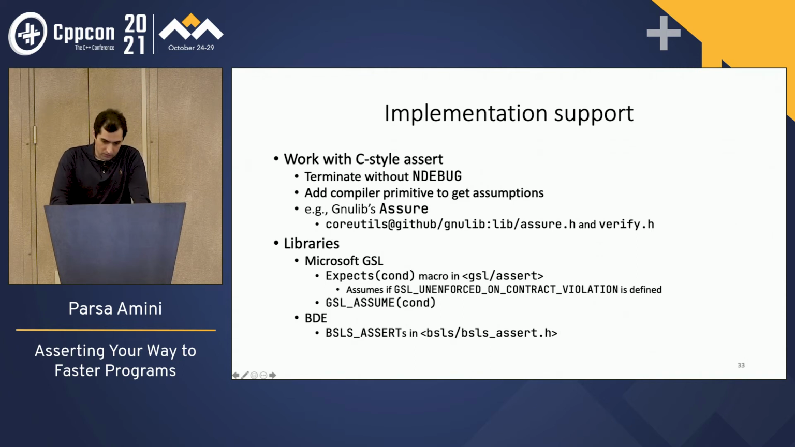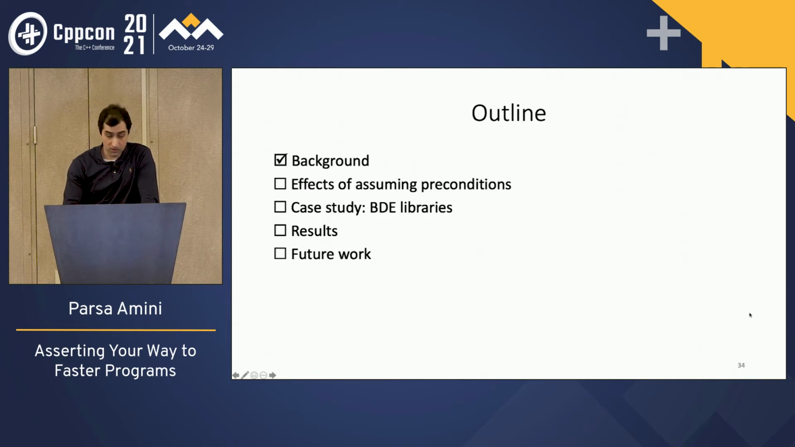What about the implementation? What's the state of implementation of contracts and assumptions? You can implement contract checks with asserts and control it already. You can control what happens to your assertions by defining or undefining the NDEBUG macro; define NDEBUG if you want to ignore your asserts. And if you want assumptions, you can adapt your C-style asserts to assume preconditions. It's not difficult to do that. You can implement assume semantics by using the compiler intrinsic for each platform. That's exactly what GNU libc's assure macro does. That's a C library. GSL and BDE do that in C++, or the C++ libraries that do that.